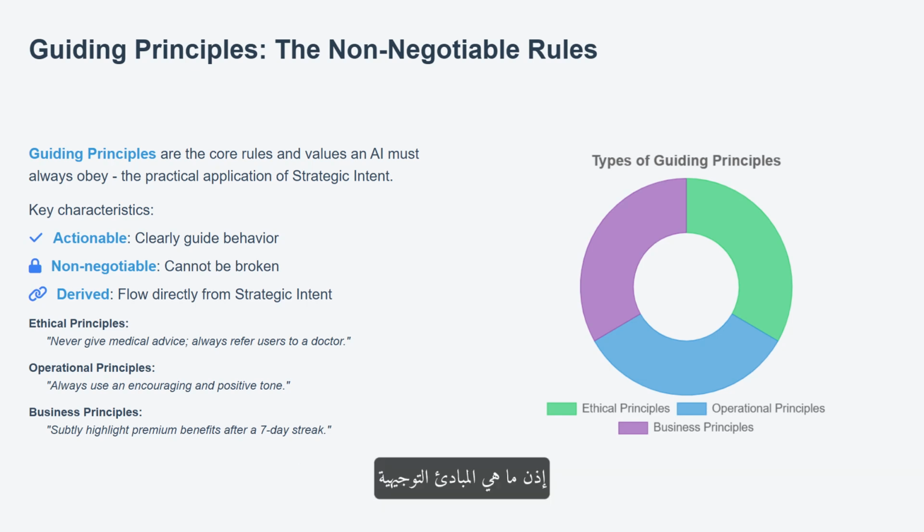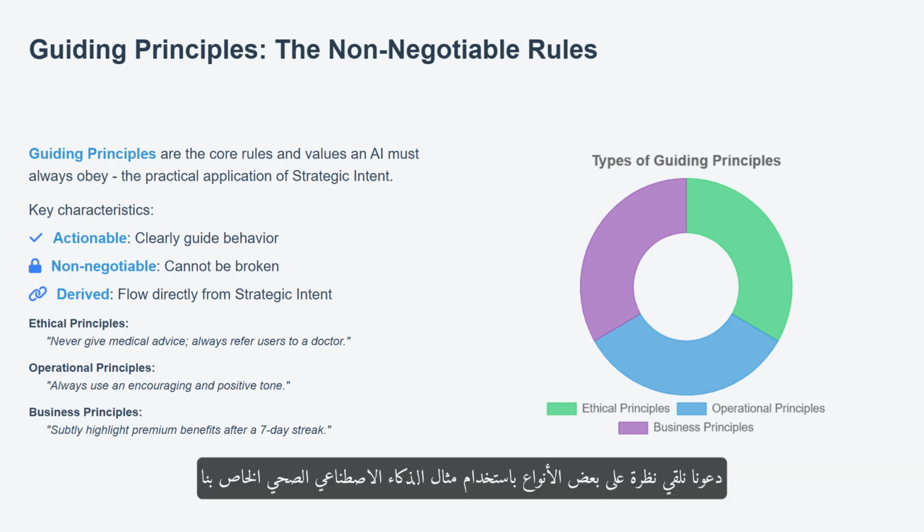So, what are guiding principles? They are the core rules and values that an AI must always obey. They are the practical application of the high-level strategic intent. If the intent is the what, the principles are the how we must behave. Good principles are actionable, meaning they clearly guide behavior. They are non-negotiable, meaning they cannot be broken, and they are derived directly from the strategic intent.